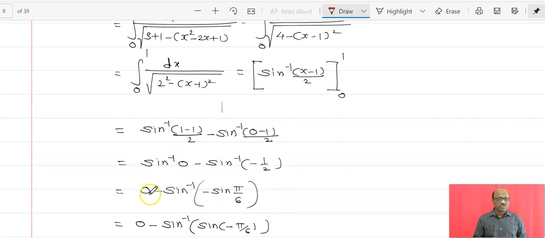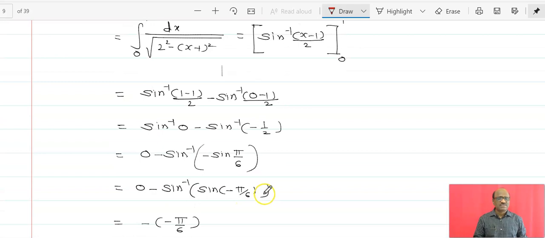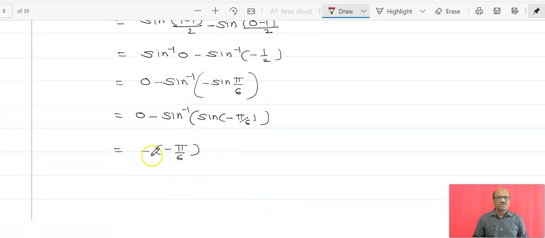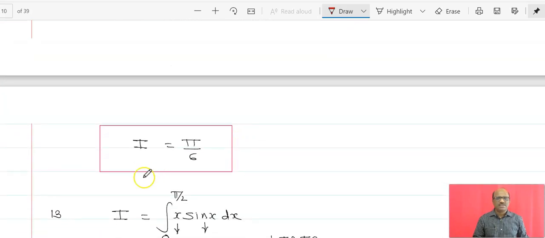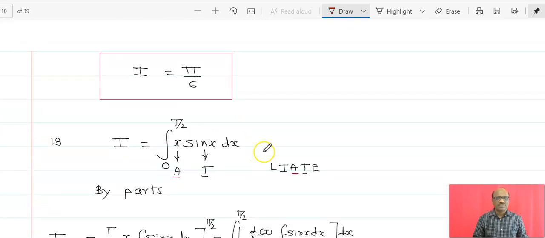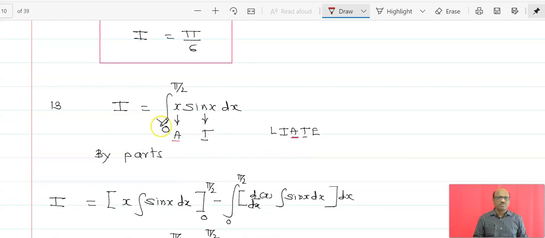Sine inverse of 0 is 0 and then minus sine inverse of minus 1 upon 2. Sine inverse of minus 1 upon 2 is nothing but sine inverse of minus sine of pi by 6. Here again, that is sine inverse of sine of minus pi by 6, and that is nothing but minus in bracket minus pi by 6, which is pi by 6, and hence I is equal to pi by 6. Now the next problem, problem number 13.